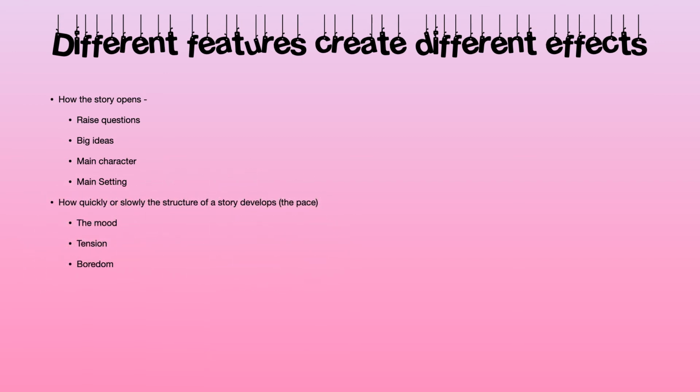How quickly or slowly the story of a structure develops, that's also known as the pace. Well, that can affect the mood, can affect tension. It could help you understand whether there's a part that's quite boring or not. It could affect all different things. The order of events. So that might help you understand which bit is a key event.